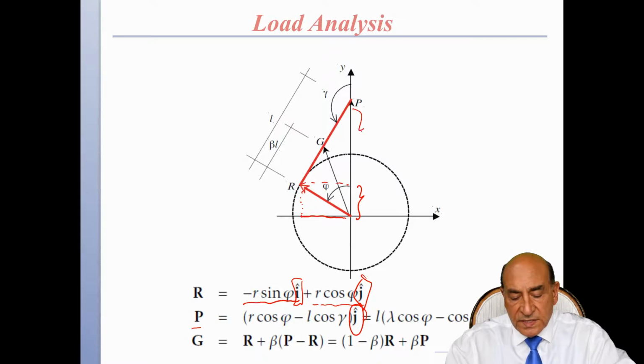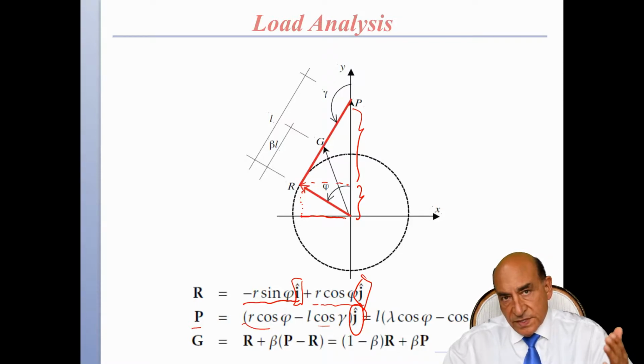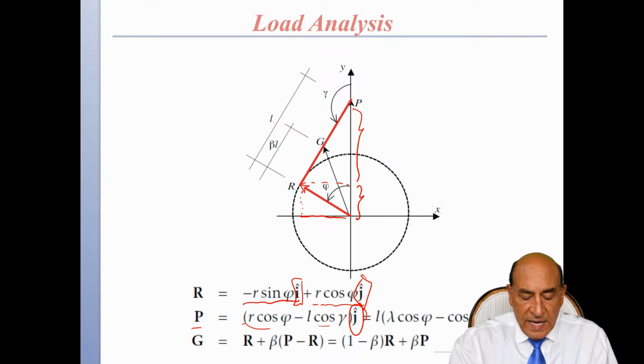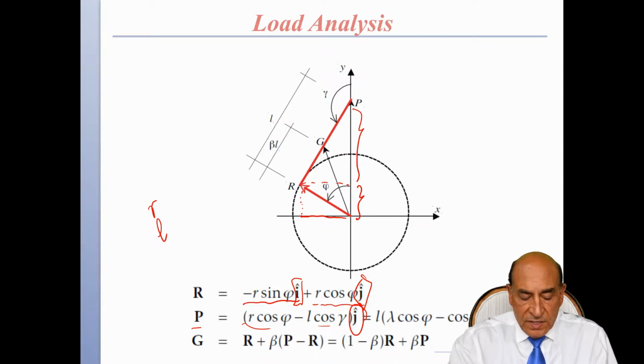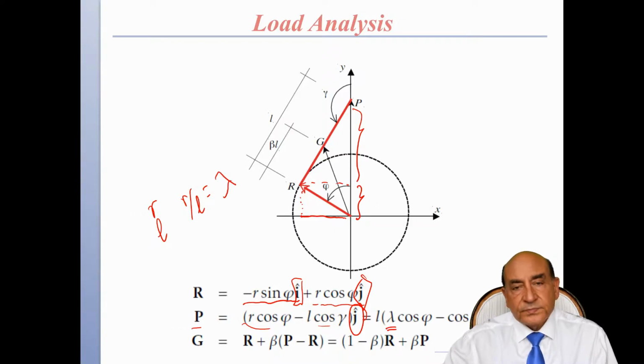One piece is this piece, and then another one is this piece. So you have these two parts describing the vector P, which is in the j direction. Now I have to consider some geometry. Lowercase r is the radius for the crankshaft. L is the length of the connecting rod. And then r over L is a ratio that we're going to call lambda.